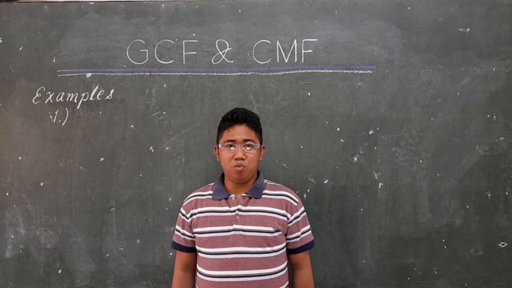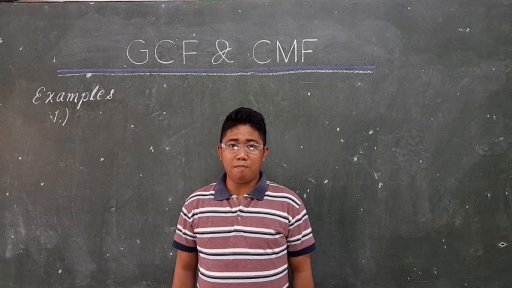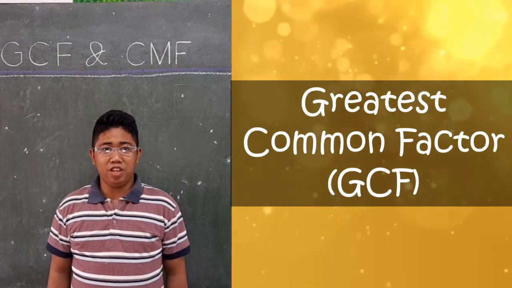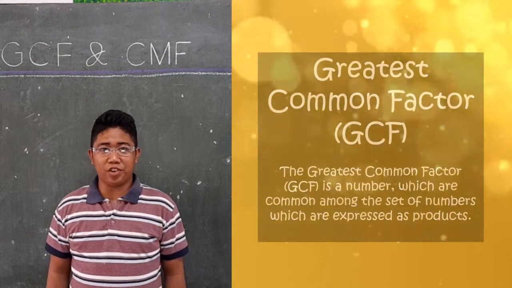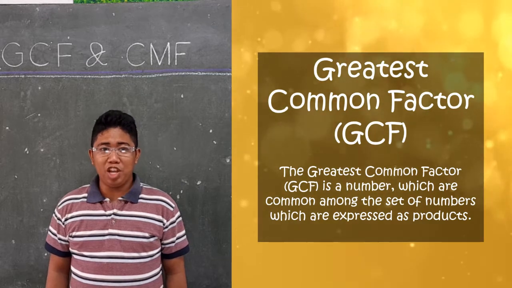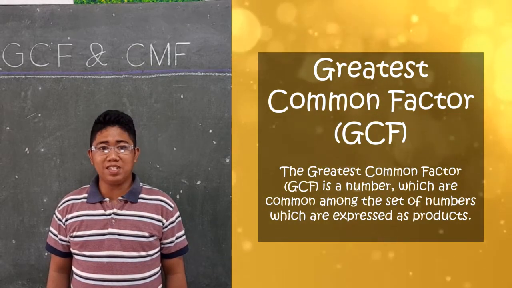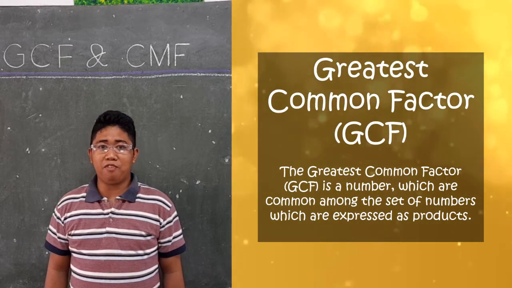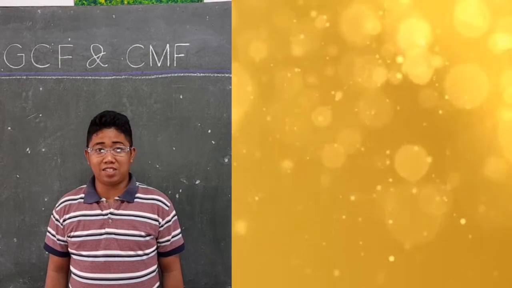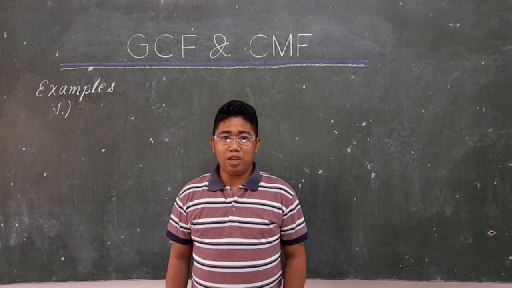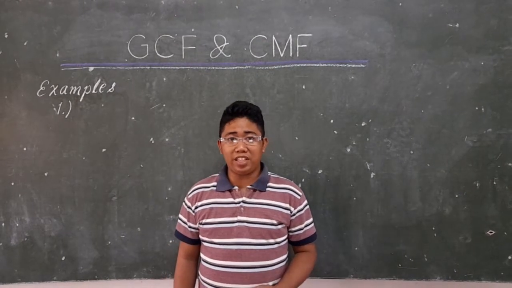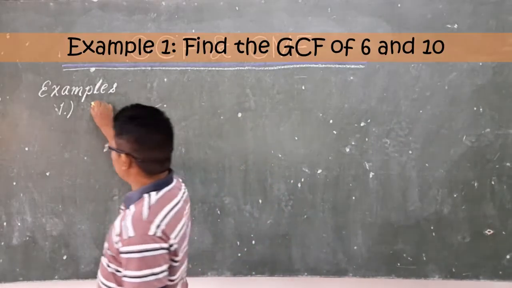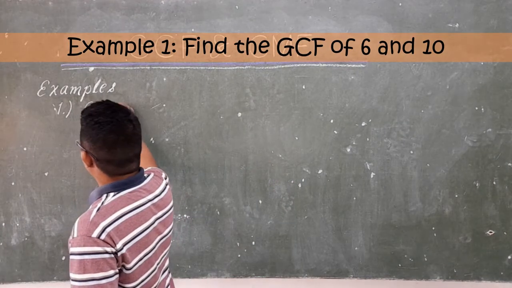Students, today we will discuss the definition of the GCF, or the greatest common factor. When we say greatest common factor, it is the greatest number which is common among a set of numbers that are already expressed as factors or products. For example, let us find the greatest common factor of two numbers. The first example is 6 and 10.